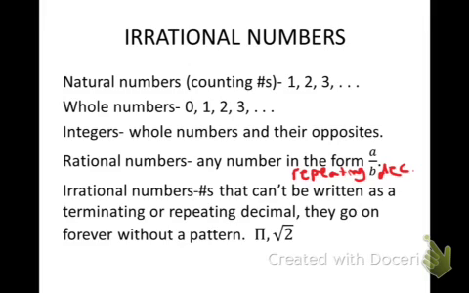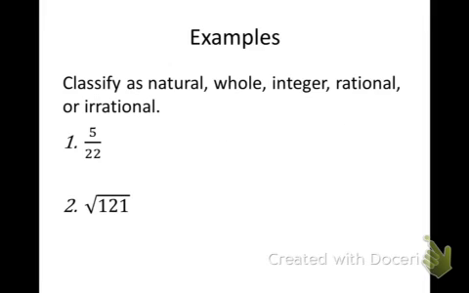Then the new one we're going to talk about today, irrational numbers, are numbers that can't be written as a terminating or repeating decimal. They go on forever without a pattern. Two examples are pi, probably the one you know the most, and the square root of 2 would also be an example of an irrational number. So part of our work today is just classifying numbers as to what they belong to.